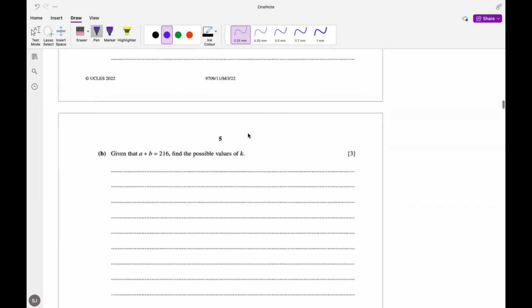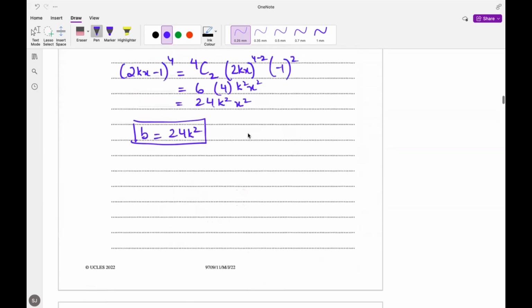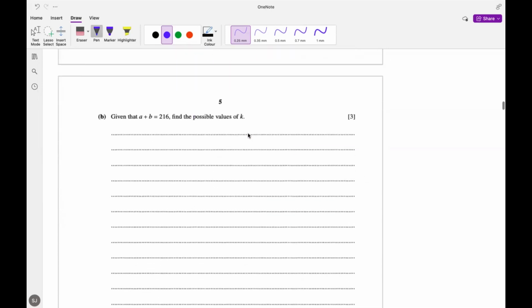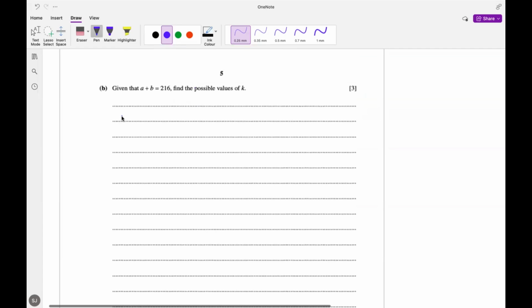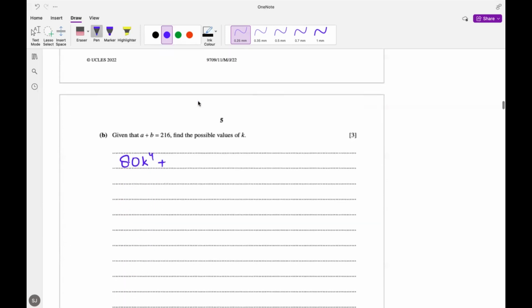Now, in part b, it is saying that given that a + b is equal to 216, we have to find the possible values of k. Now, we'll use the values of a and b in terms of k. So a was 80k^4, so we'll write 80k^4 plus, in place of b, we'll write 24k², is equal to 216.